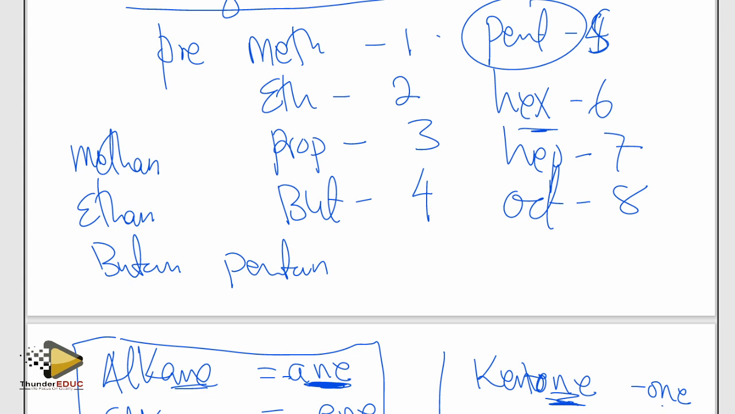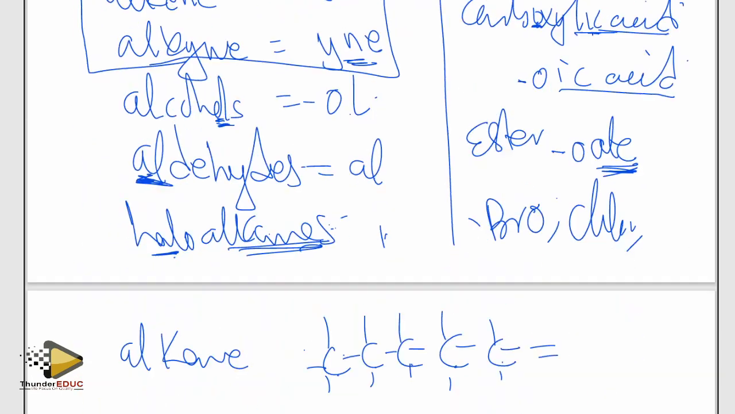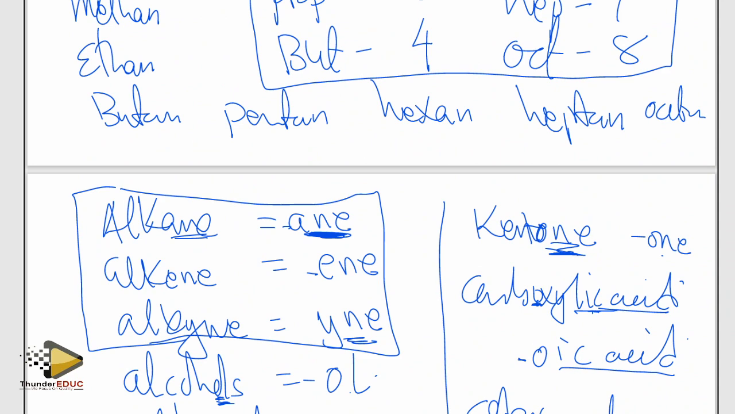And then you talk about hexane, and then heptane. Yes. Octane. So you stop there. You understand? But if it is alkane, alkene, alkyne, you stop here, the way you see them here. But if it is other molecules, then you stop here.